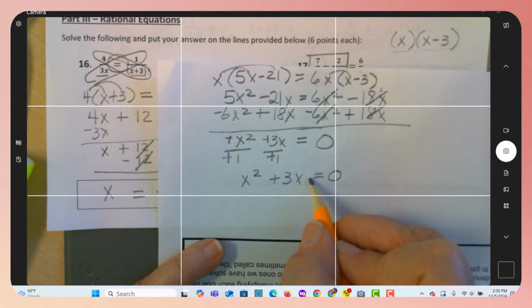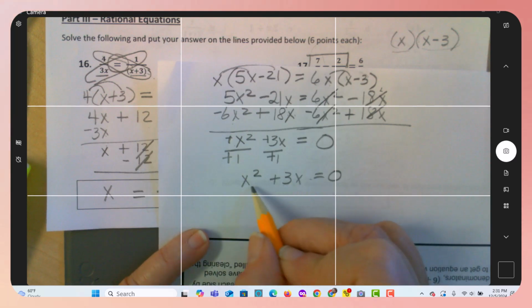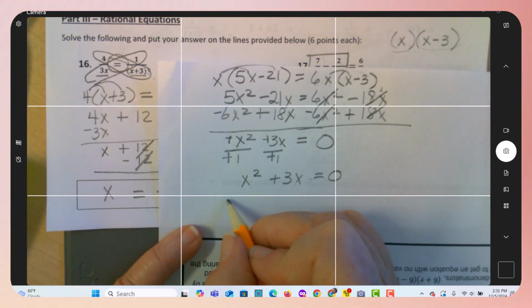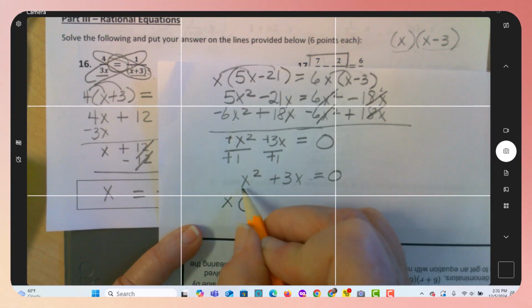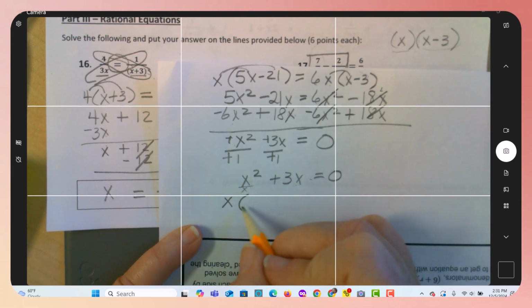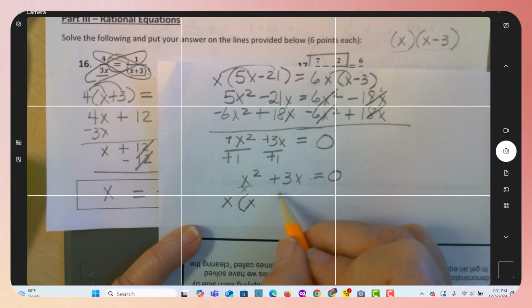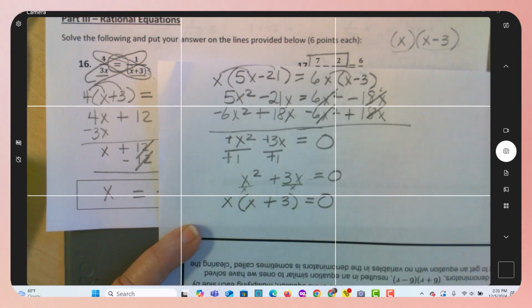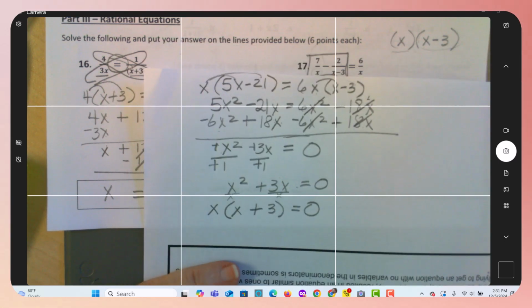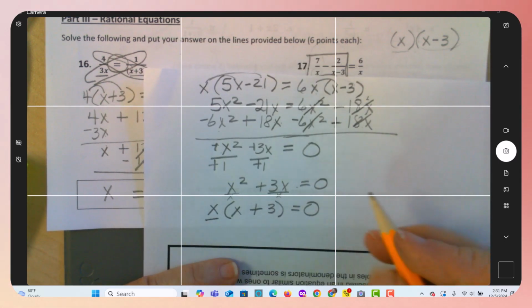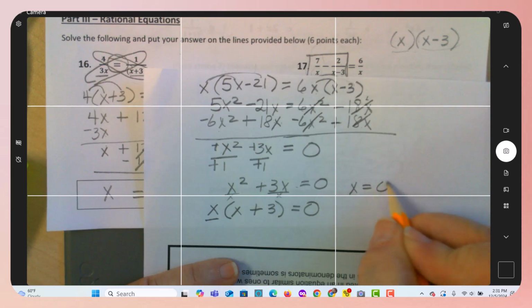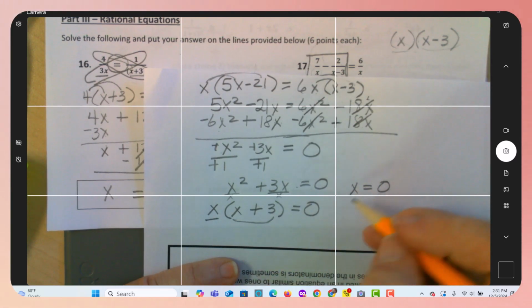We don't have that constant term, but I do have an x in both of these terms, so I'm going to divide an x out. When you divide x squared by x, you're left with x, plus when you divide 3x by x, you're left with 3. And that's as much as I can factor. So we're going to set x equal to 0, and then we're going to set x plus 3 equal to 0.